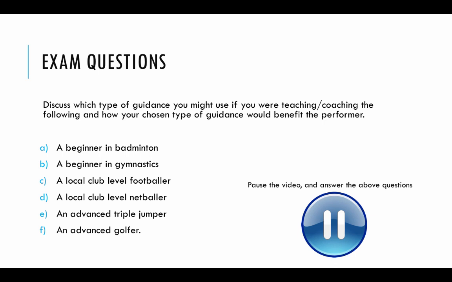Exam questions. Pause the video and answer the above question. Discuss which type of guidance you might use if you were teaching or coaching the following and how your chosen type of guidance would benefit the performer. A, a beginner in badminton. B, a beginner in gymnastics. C, a local club level footballer. D, a local club level netballer. E, an advanced triple jumper. And F, an advanced golfer.